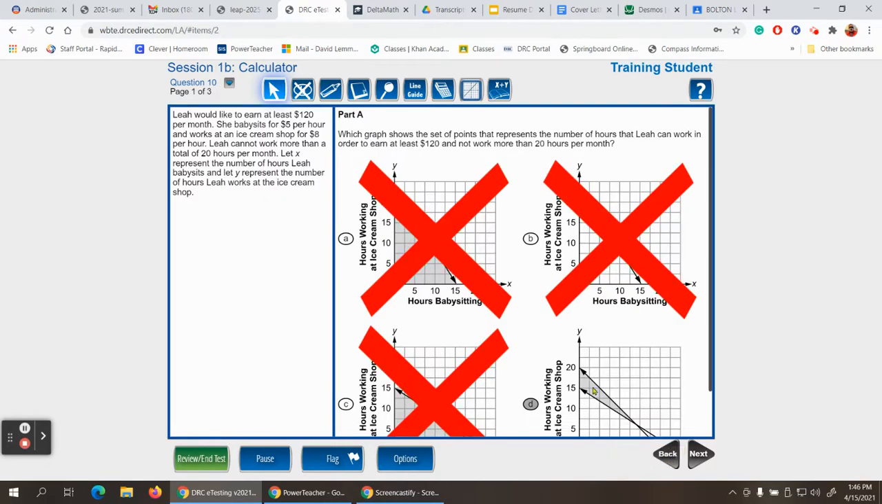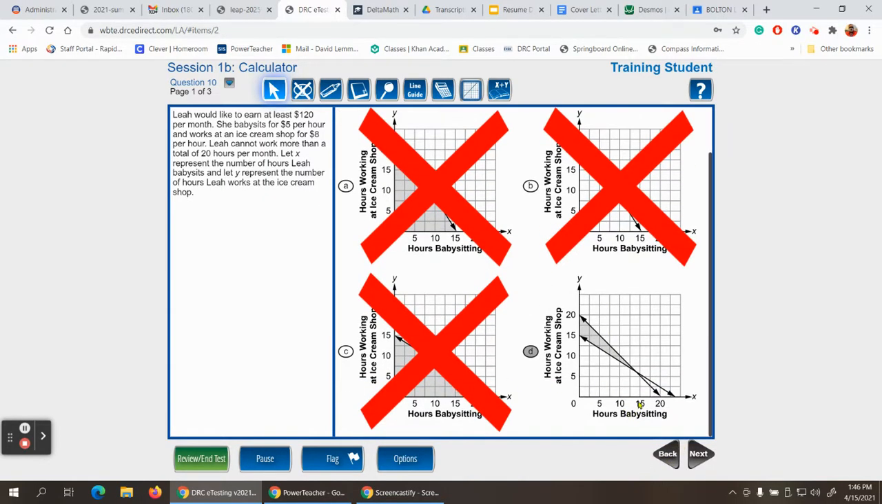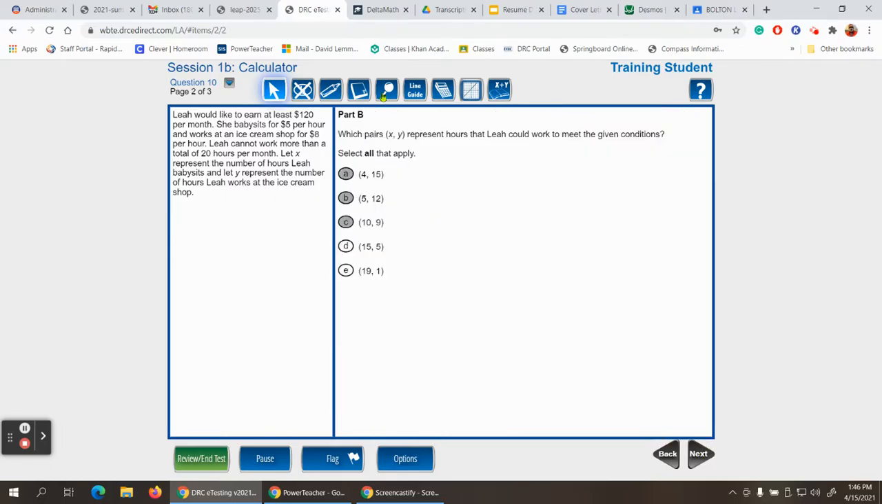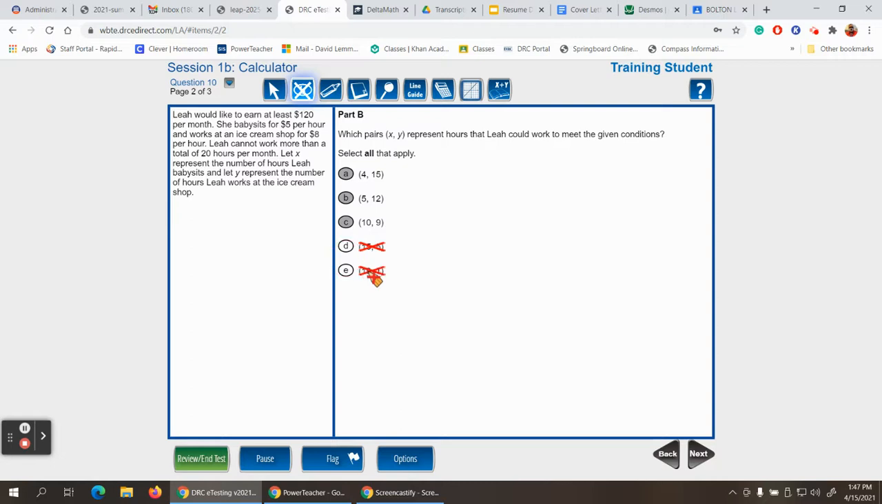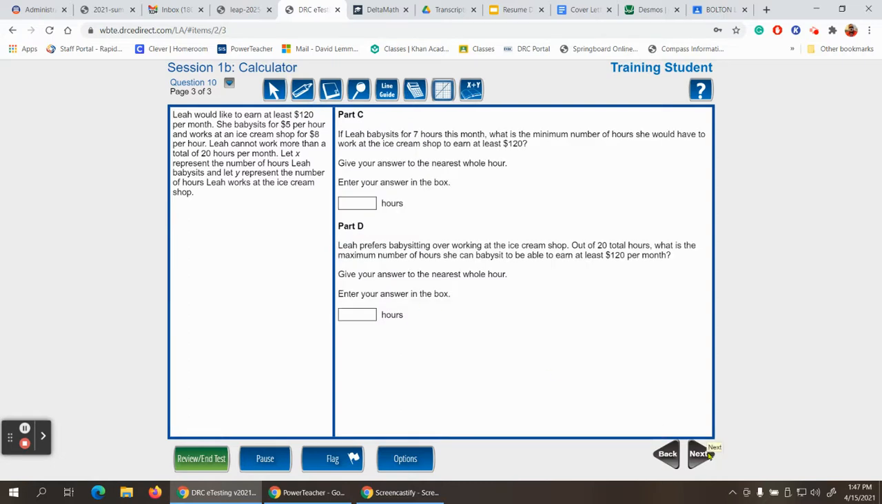15.5. Here's what I'm saying about if it's close, it's there. 15.5 is here, not in the double shaded area, right? So it is not an answer choice. 19.1 is going to be here and here, not in the double shaded area. So again, that's not an answer choice.